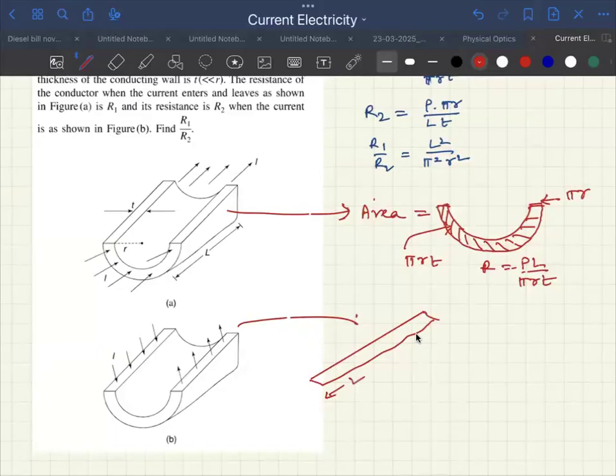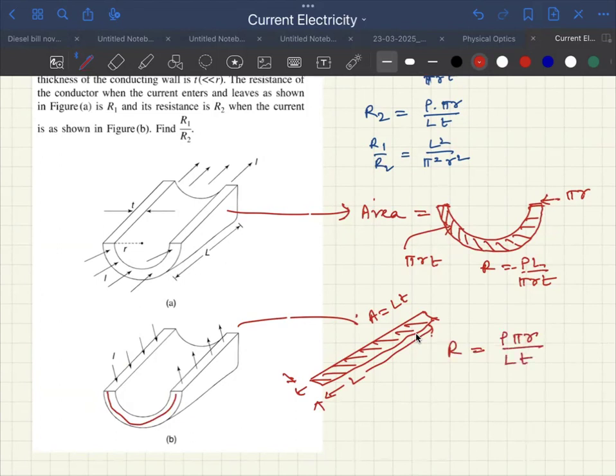This is of length L, and the shaded part is of thickness T. Can you please tell me what is going to be the area now? L into T. LT. Length of the path, pi R. So the resistance is rho into pi R by LT. Okay? So very simple. The only thing you need to identify is the calculation of the length part and the area part. Okay?